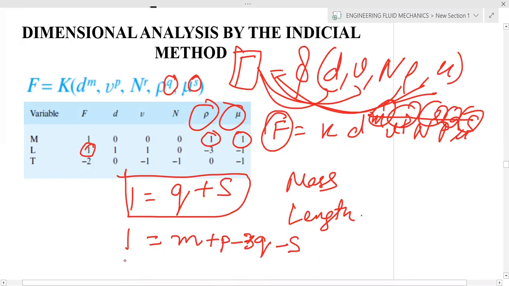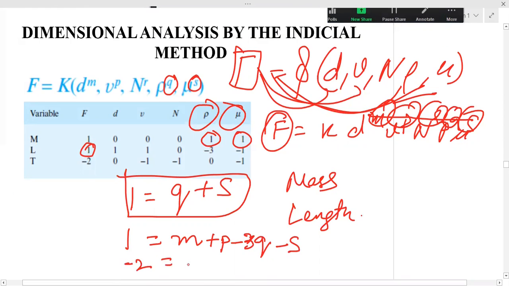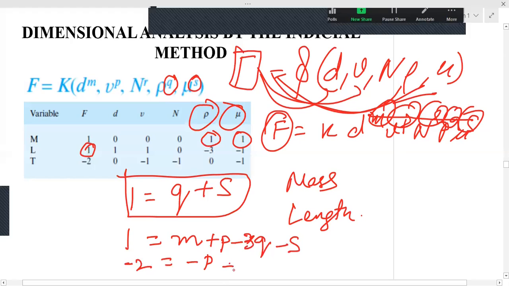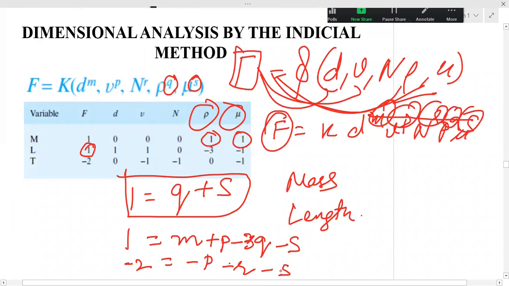What about t? -2 should be equal to minus P minus R minus S. Yes sir. Any doubts? Anybody have any doubts?